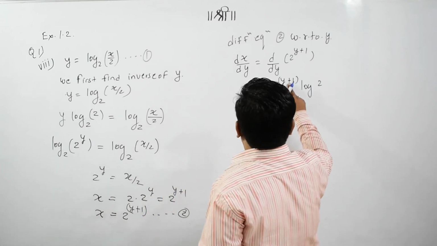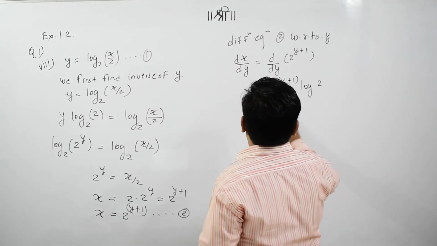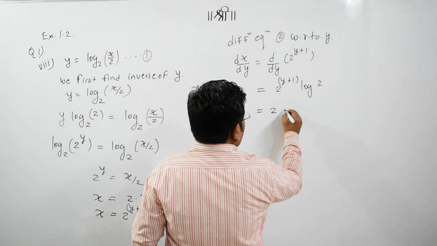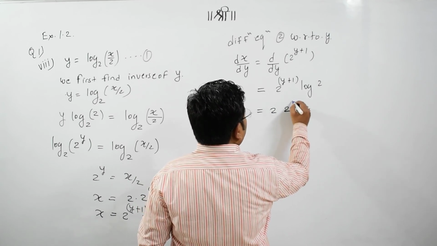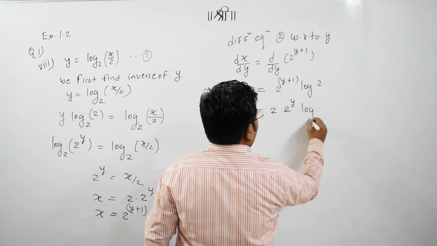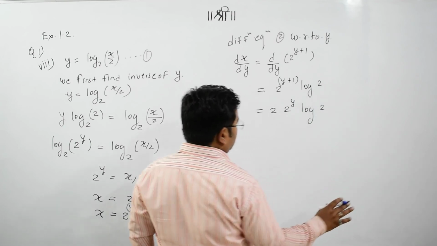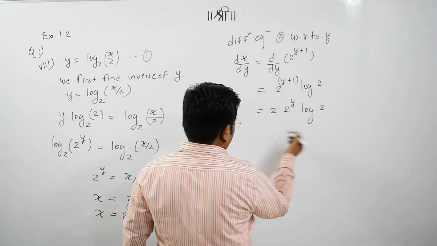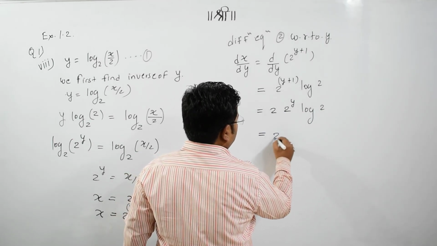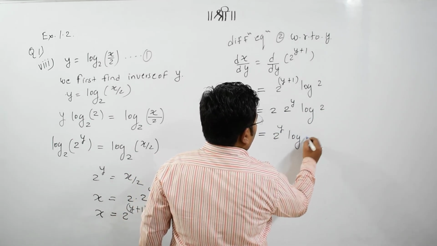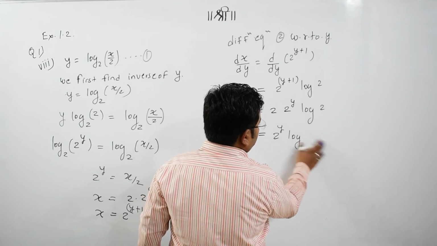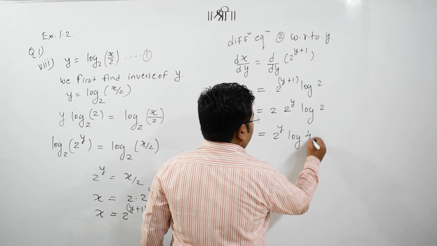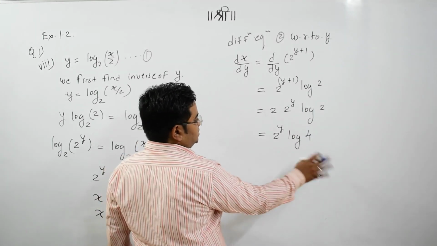Okay, so log of y plus 1. I would like to take that 2 outside. So 2 into 2 raised to y into log of 2. Okay, no issue. If I take this 2 to the power of 2, then again we should not have any issue. So 2 raised to y log of 4. Why? Because it's a 2 square, and what is 2 square? It is nothing but 4. So I am writing it directly. Okay, so hope this step is done.